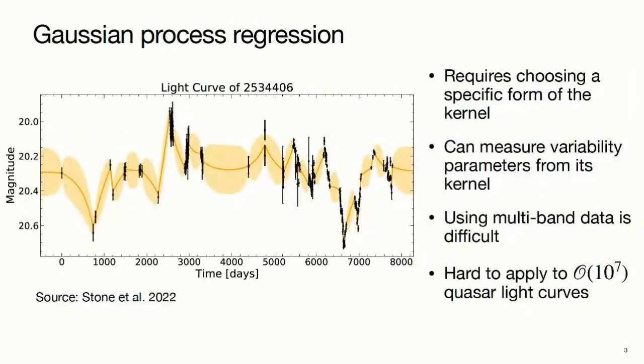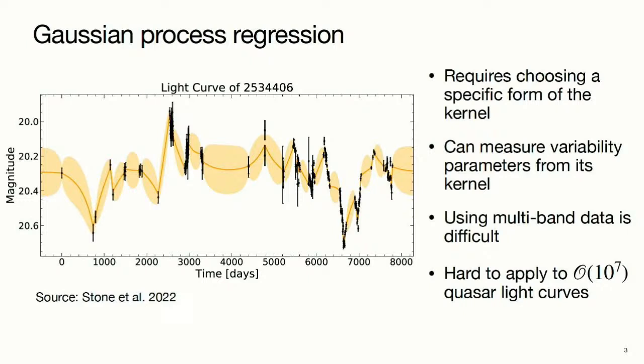And how do we model quasar variability? The most common technique is to use Gaussian process regression. An example is shown here for a 20-year light curve. But Gaussian process regression requires choosing a specific form for our Gaussian kernel, usually a damped random walk kernel, for example. And then we can optimize the parameters of that kernel using some kind of method like MCMC. But the problem with doing this for LSST is that it's difficult to use for multiband data.